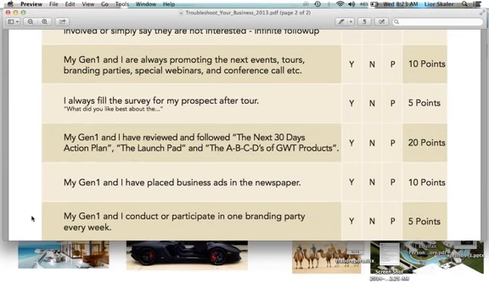My Gen 1 and I conduct or participate in one branding party every week. So do you conduct or participate in at least one branding party every week? And does your first generation? If the answer is yes, 5 points. If the answer is no, 0. If it's partial, 2.5 points. So give yourself a score on that.